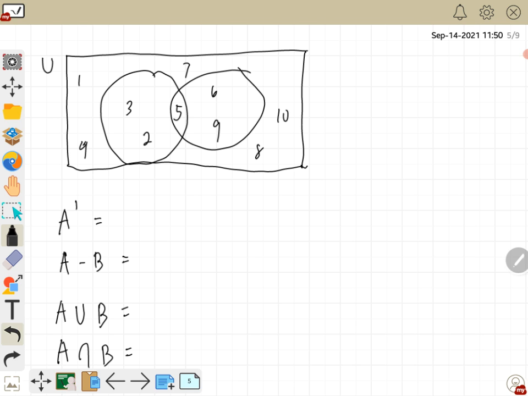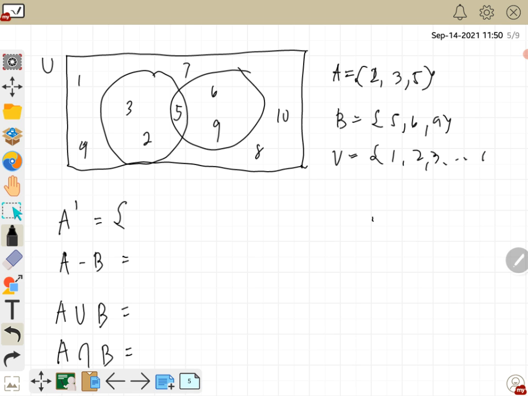Okay. So here we say A complement. We list down the elements of A complement. But going back again, if you want to list down the elements of A, you have 1, 2, 3, and 5. Those are the elements of A. The B, 5, 6, and 9. How about the U? The U is from 1, 2, 3, then until 10.